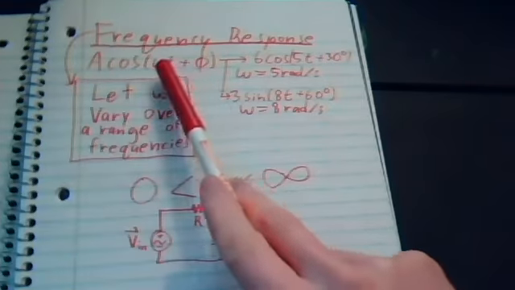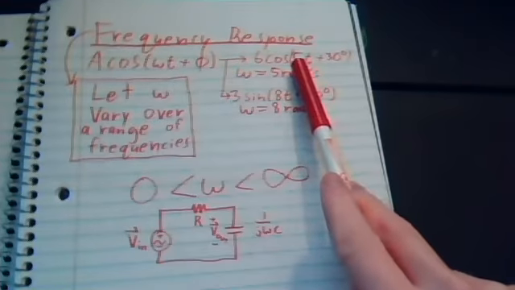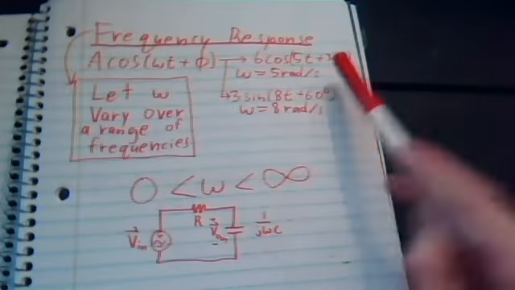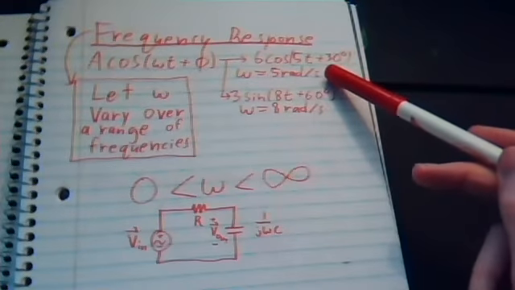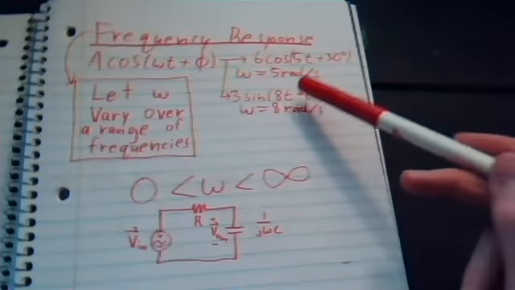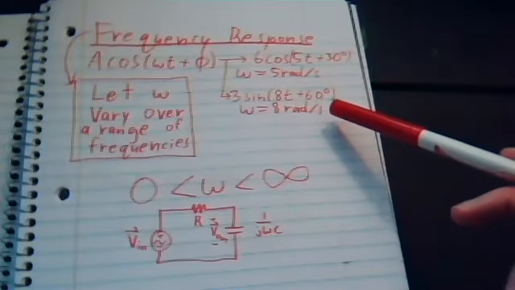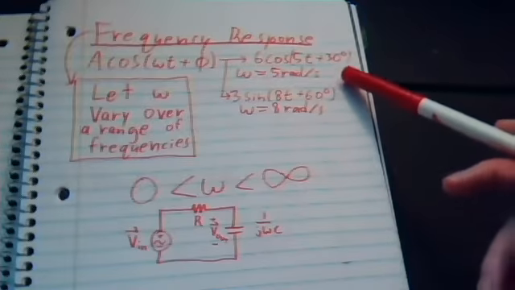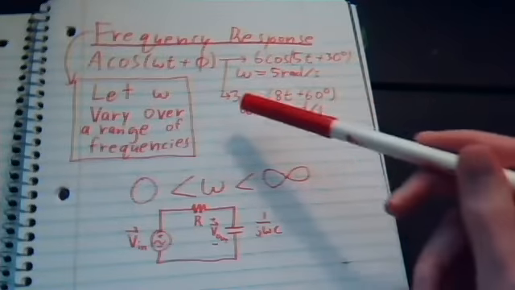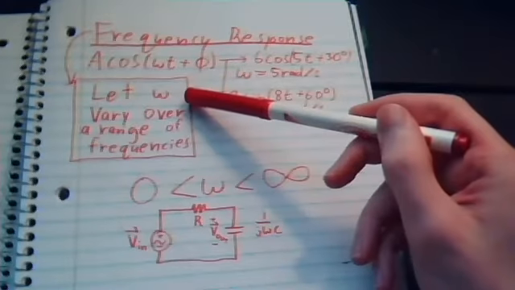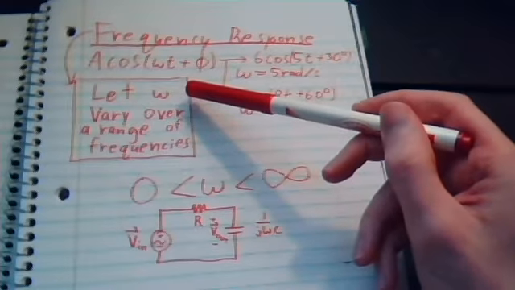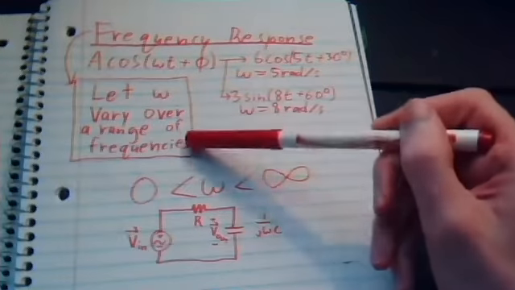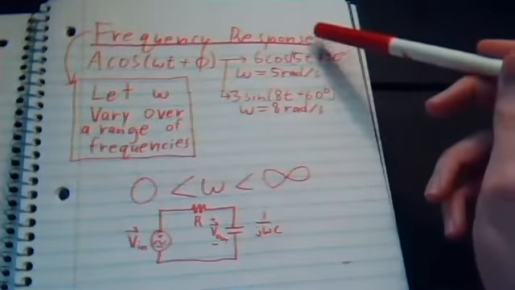Now, instead of having one value for omega, for example, if we have 6 cosine of 5t plus 30, that's a situation where omega is 5 radians per second. Or here, we have an example where omega is 8 radians per second. If we instead change from these types of problems into situations where omega does not have a numerical value, like what if omega was varying over a range of frequencies? That's when we start to look at frequency response.